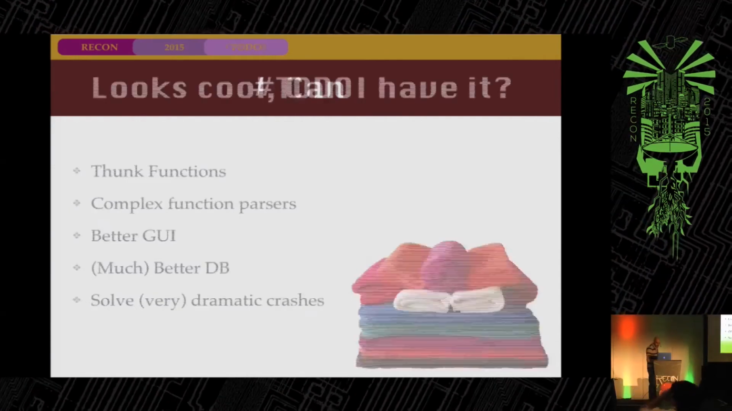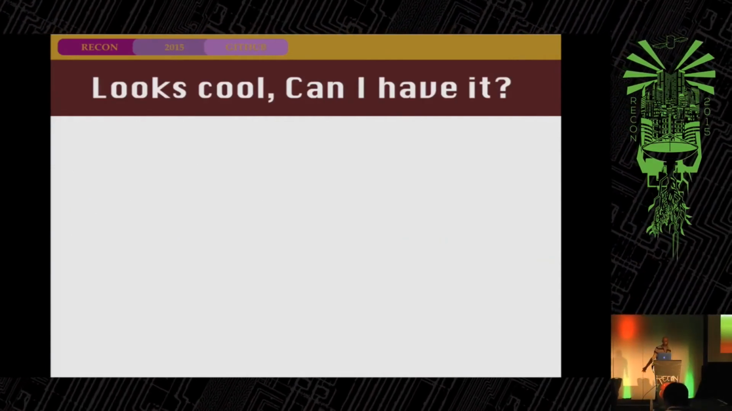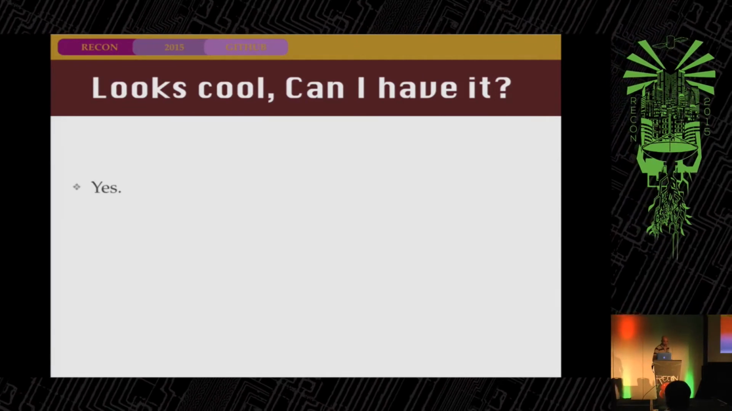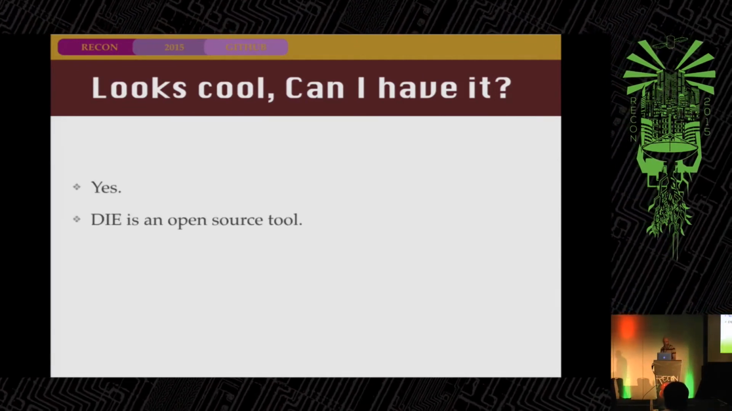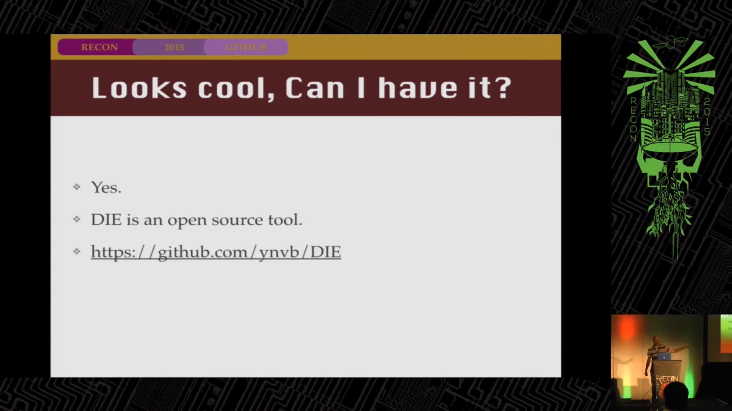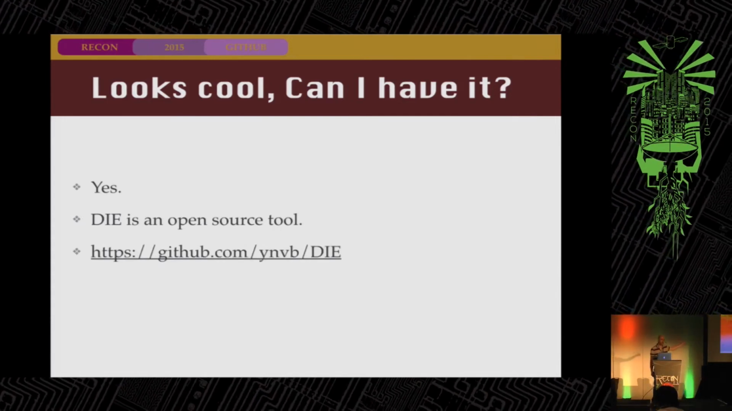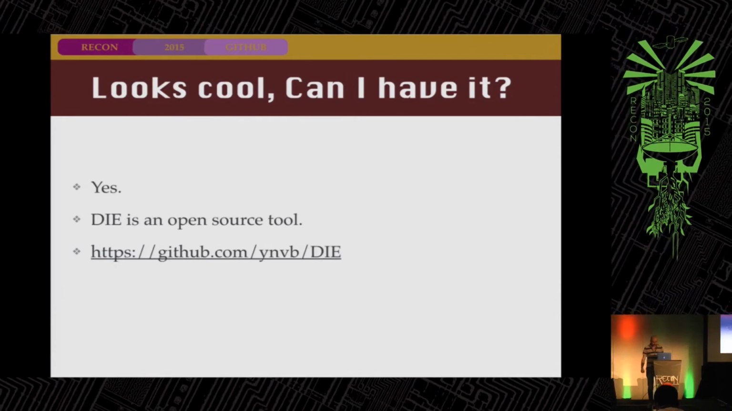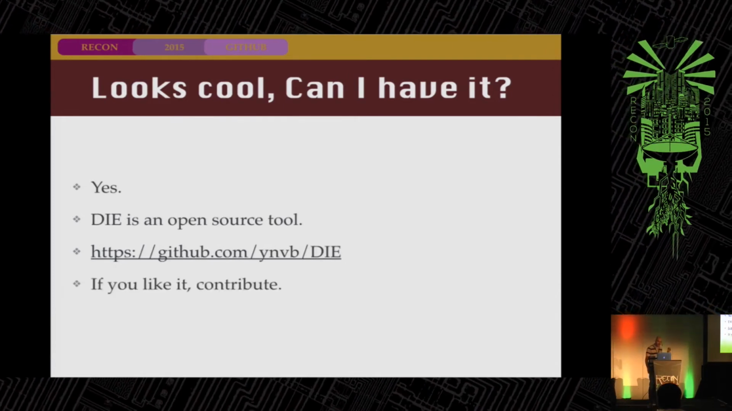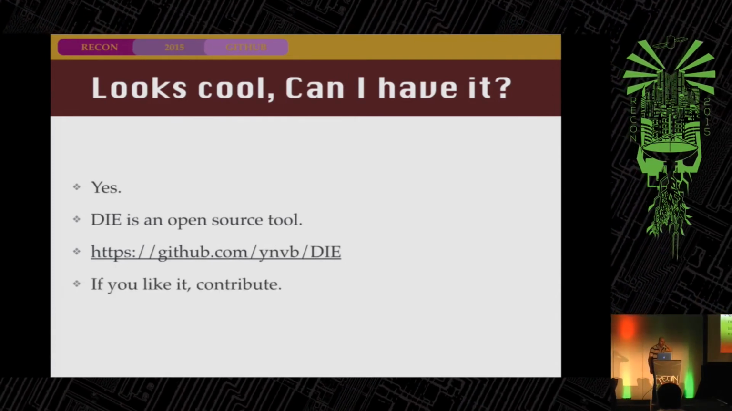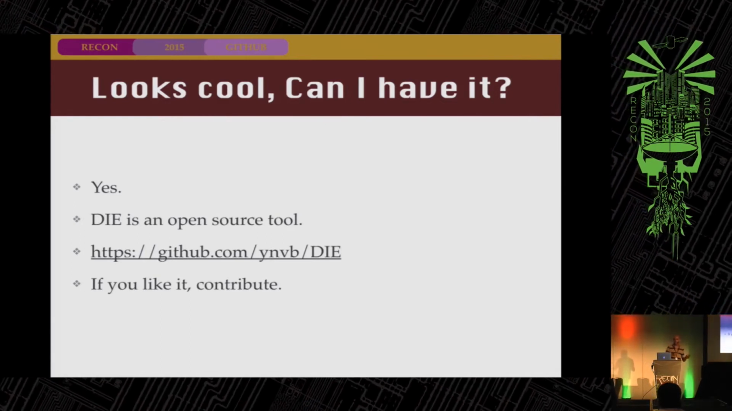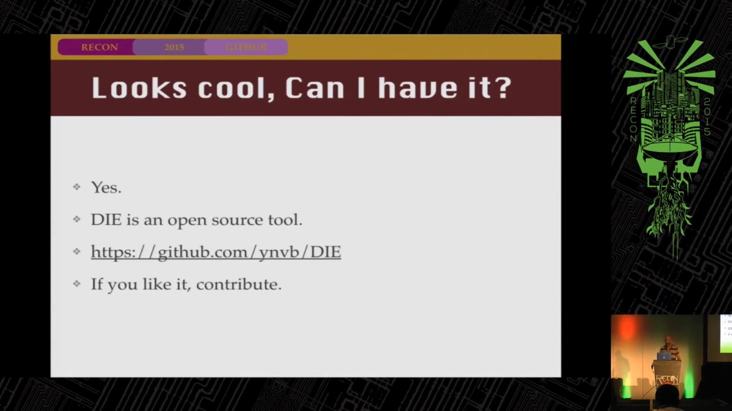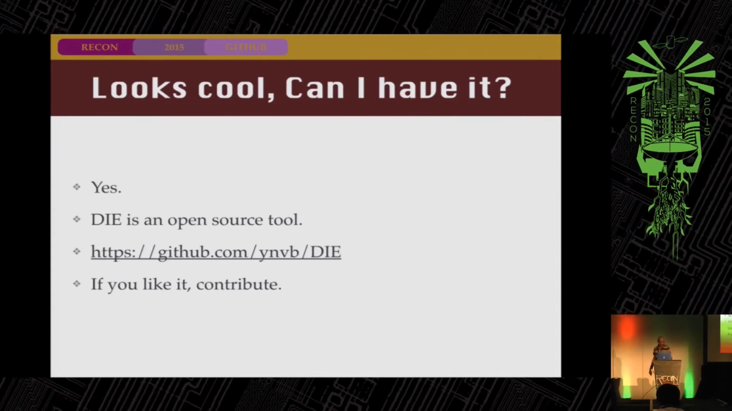And so it looks cool. Can you have it? Yes, you can. DIE is a completely open source tool, and you can find it at my GitHub page, which was just made public today. Write it down. And really, the most important point, if you like it, then please contribute. Write your own parsers, upload them to the GitHub page, and enrich the community.